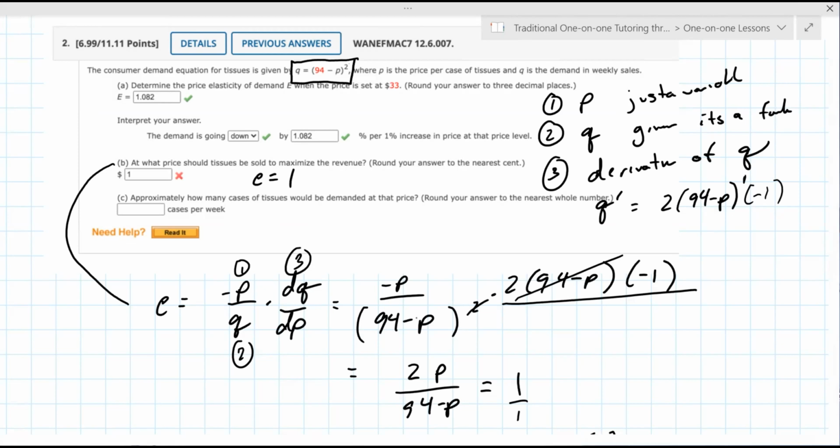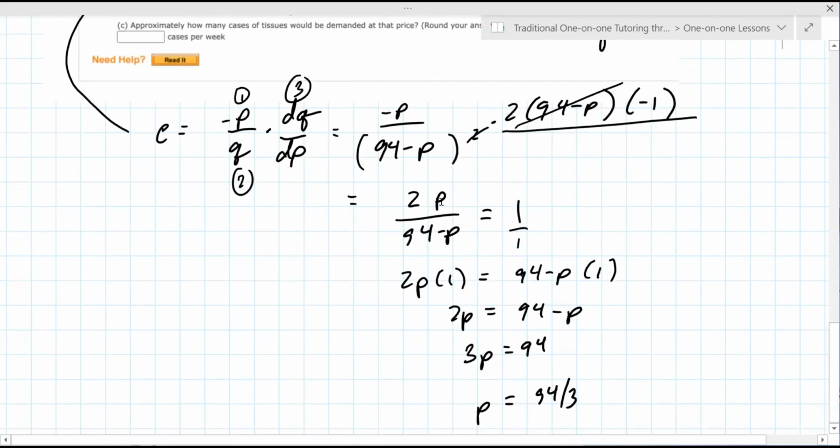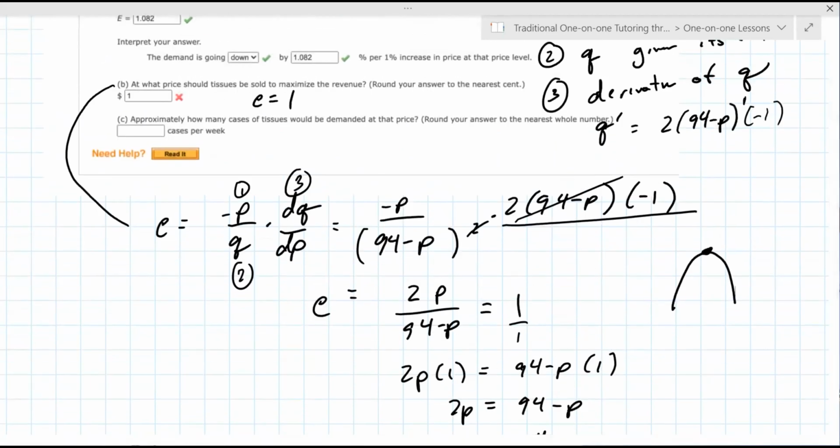And then almost always you get a cancellation, and then this happens. Okay. So what we did is we set that E function here equal to 1, and that's at the top of this curve here. And then you just solve it for P, and you get 94 over 3, and get that as a number. What do we got there? We got 31.3333.